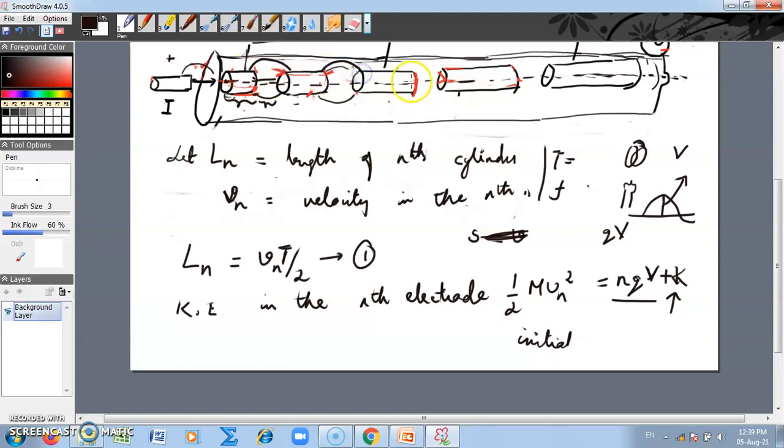Similarly, it will have a number of gaps, so that when it reaches the nth cylinder, its energy will be nqV plus the initial energy K. So this will be equal to the energy of the particle in the nth cylinder. So we can write it as half m Vn square equal to nqV plus K. This is equation number 2.